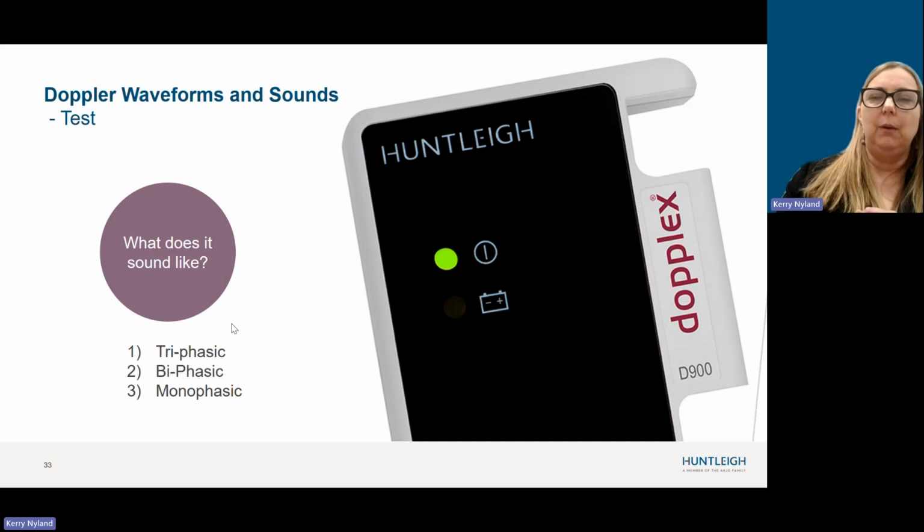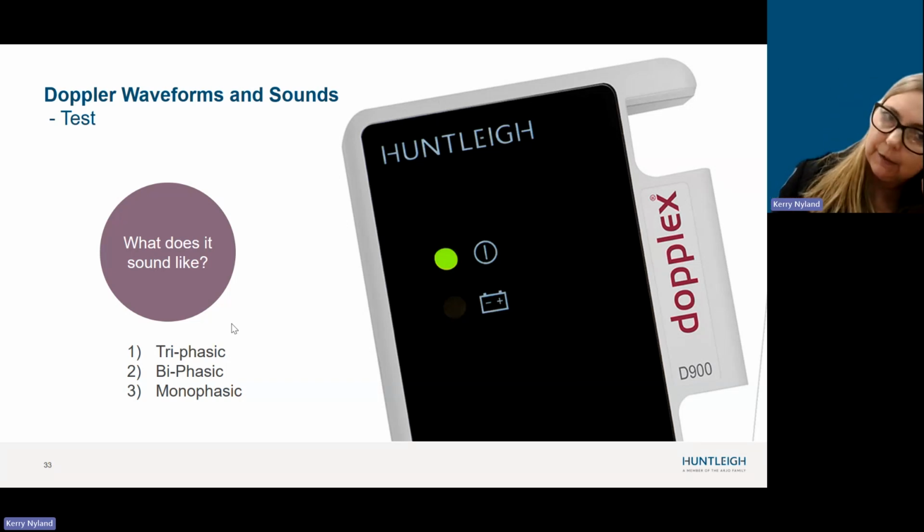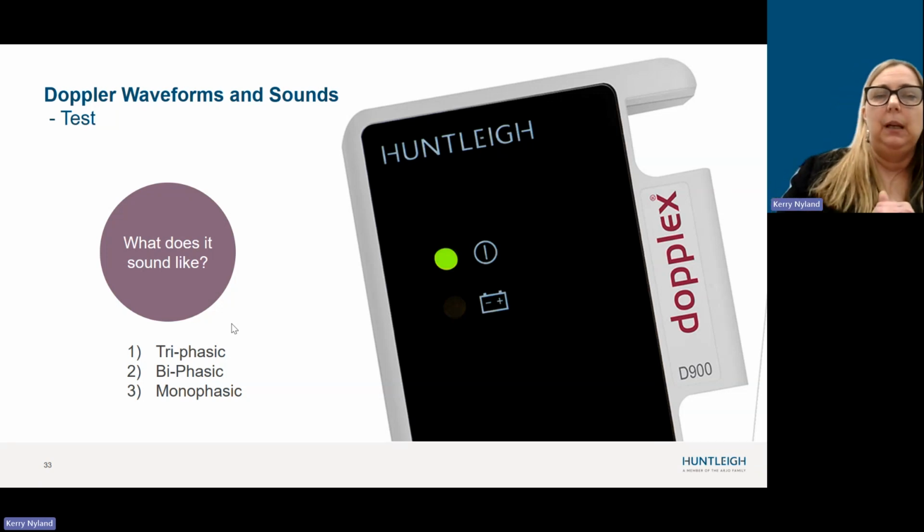What we're going to do now is ask you to have a listen to this pulse, and say whether you think it's tri, bi, or monophasic. So you're hearing three sounds, two sounds, or one sound. You're not going to see any visual with this, so you're going to need to listen carefully. I think probably the best thing to do is put your answers in the chat. Let's see if I can play that for you now.